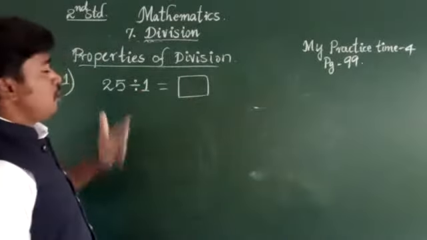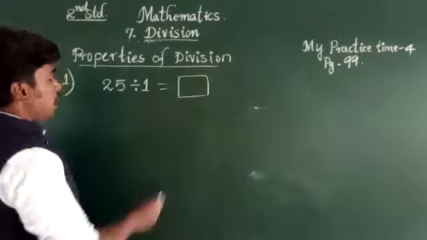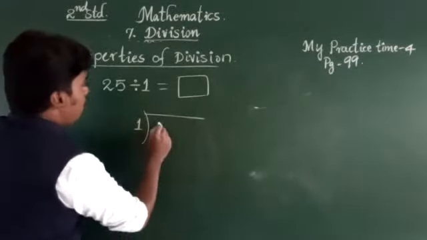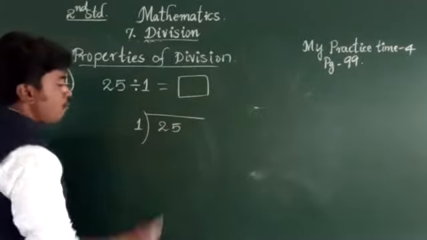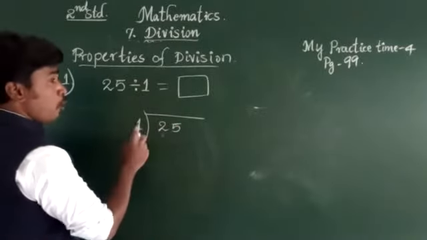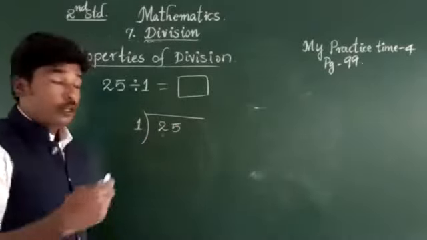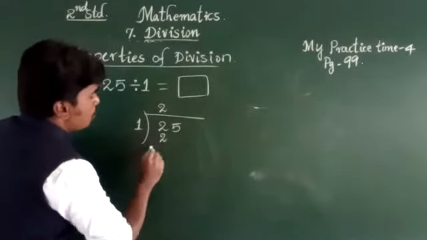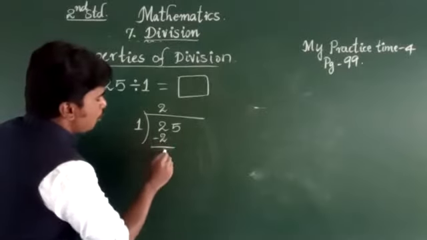So you divide by the numbers. That is, 1 is the divisor and 25 is the dividend. Now you take only one place. 1 ones 1, 1 twos 2. So subtract it, 2 minus 2 becomes 0.